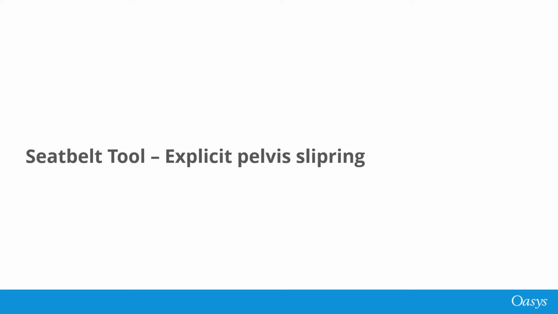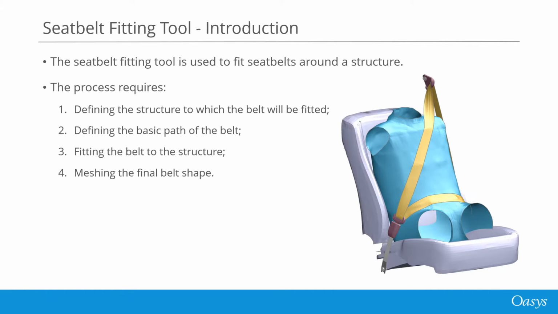This video will provide an overview of our new explicit pelvis slip-ring feature in Oasys 21. Before I start explaining the pelvis slip-ring enhancement for version 21, I want to give you a quick overview of the seatbelt fitting tool in Primer.